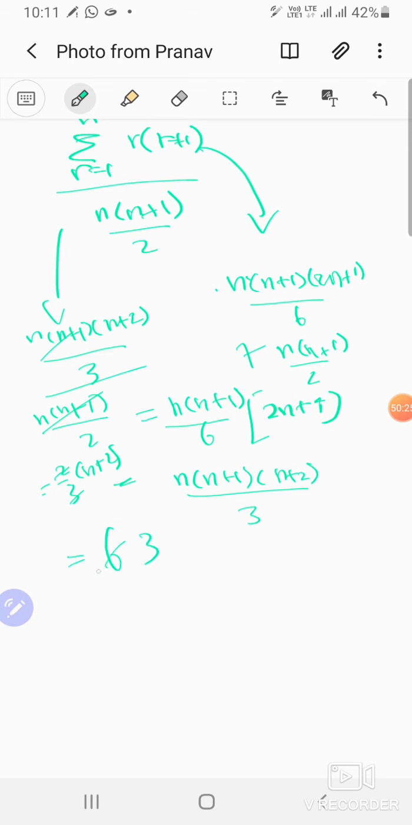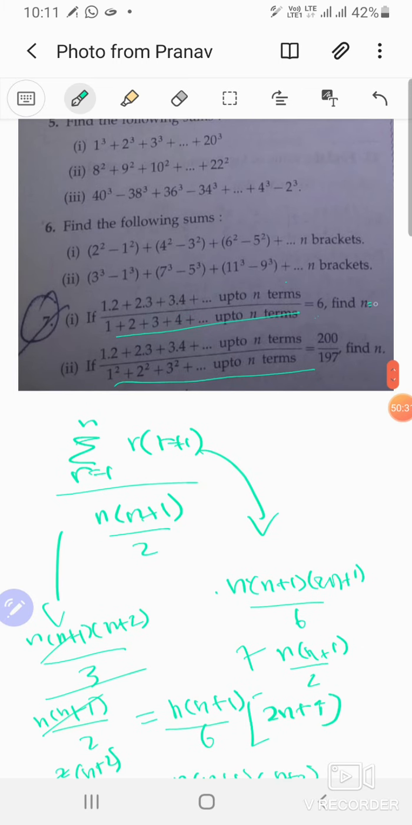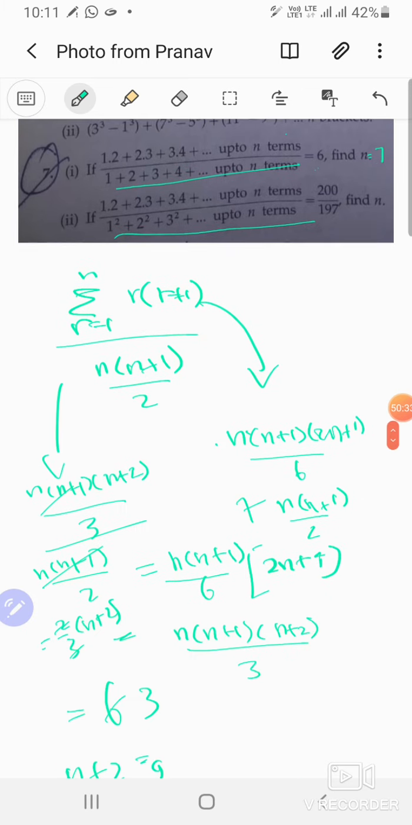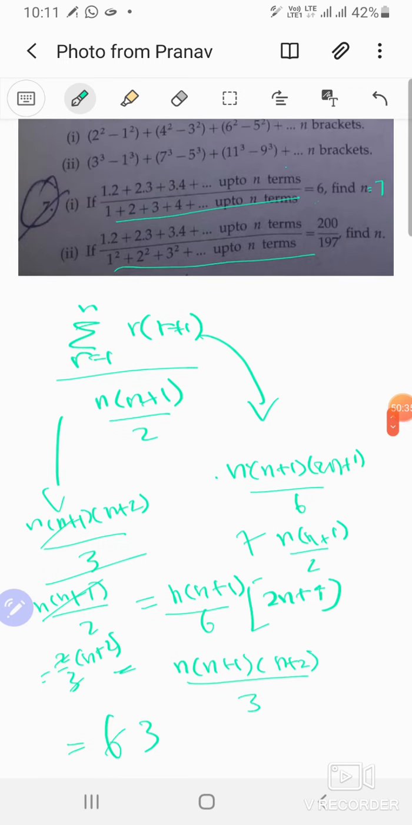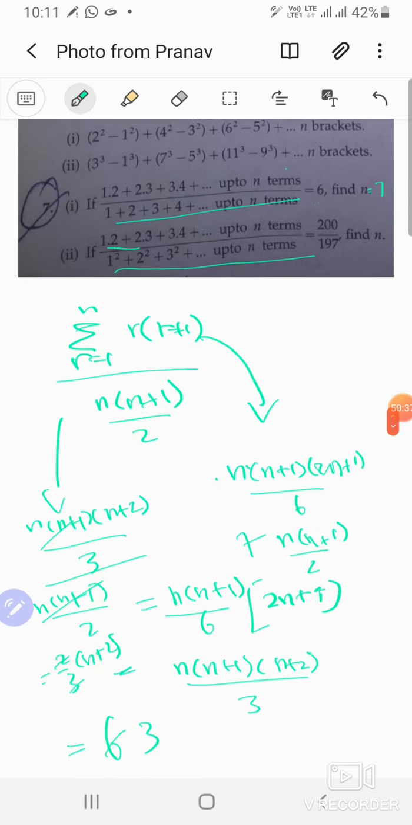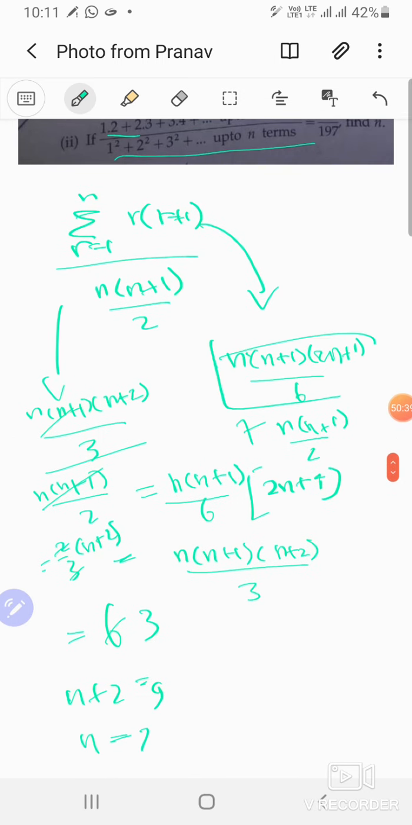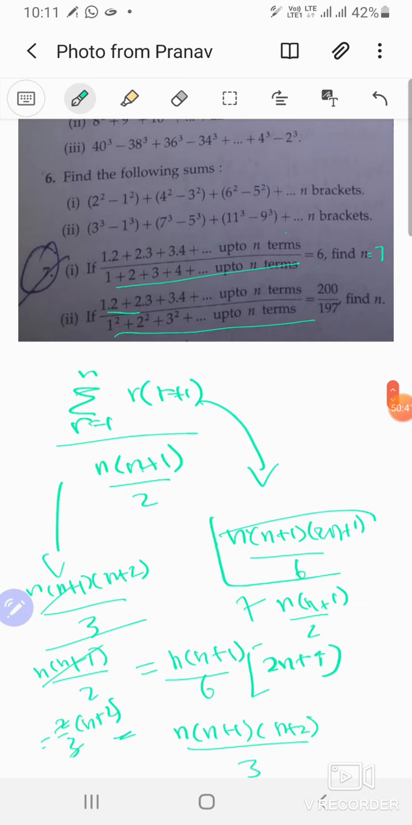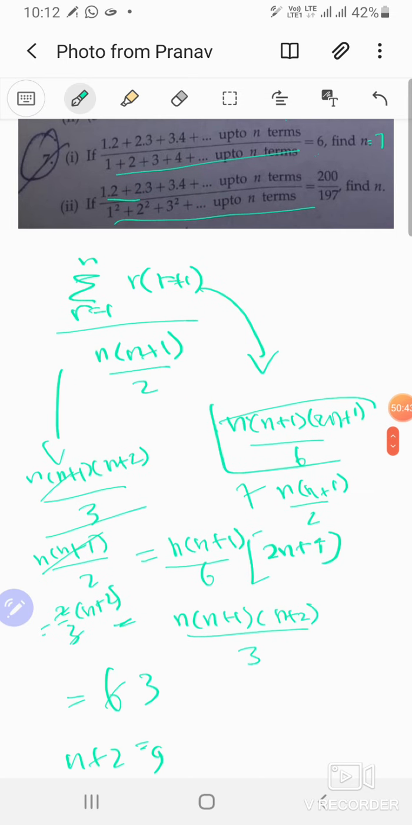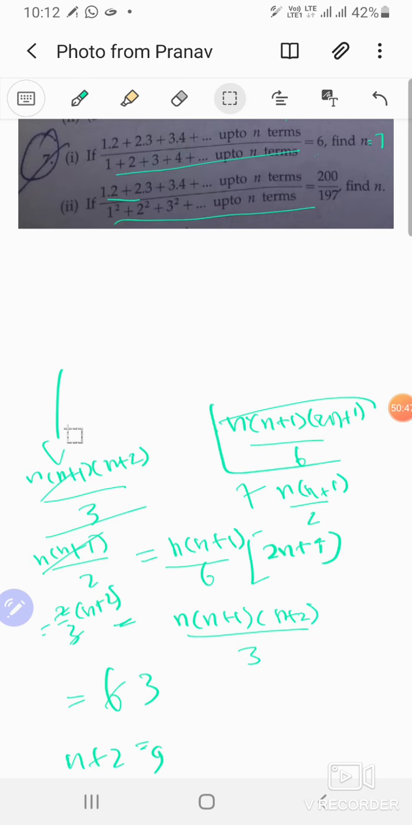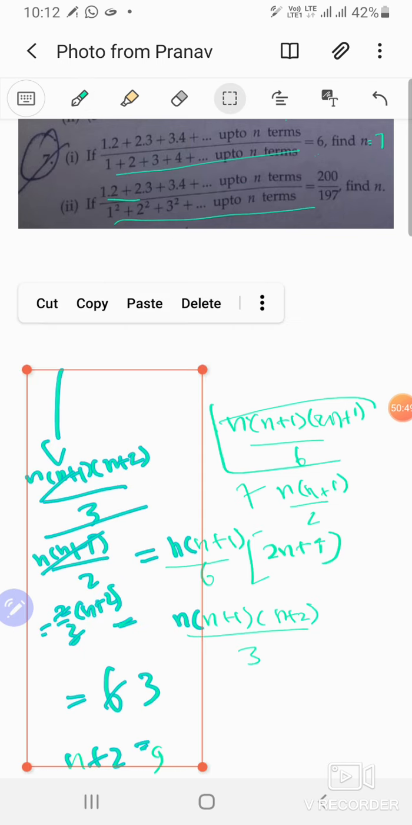So you've got 3 over there. You've got n plus 2 equals 3 into 3 is 9. So n equals 7. Find n equals 7. Okay. And the next thing is, you've got the same series just like before, so it's supposed to be equal to this thing, but then you've got 1 square plus 2 square till n terms. So just delete some other stuff. First of all, just delete this, delete that as well.